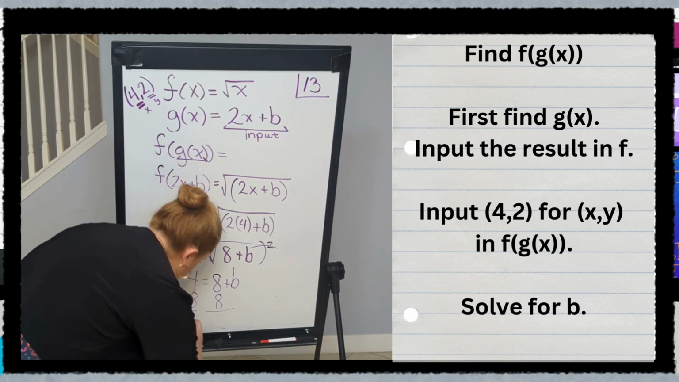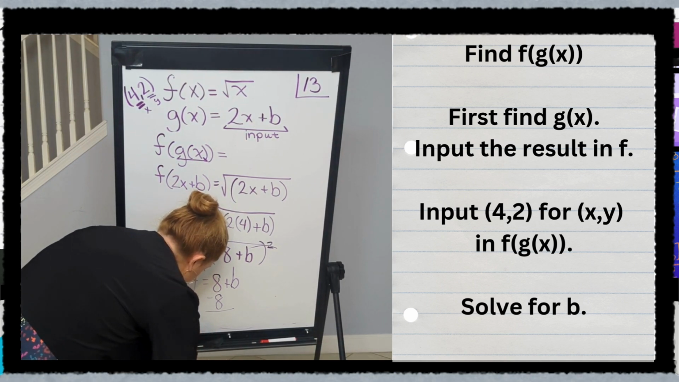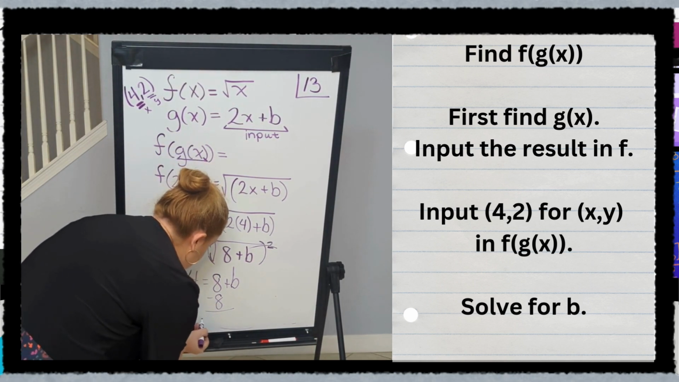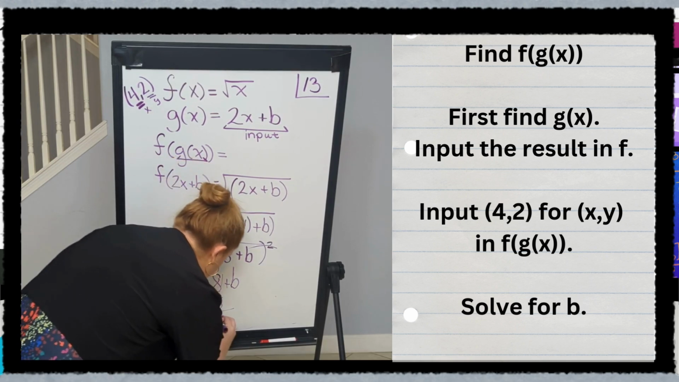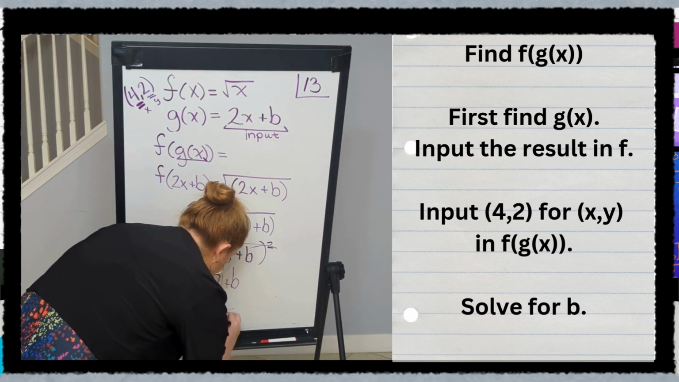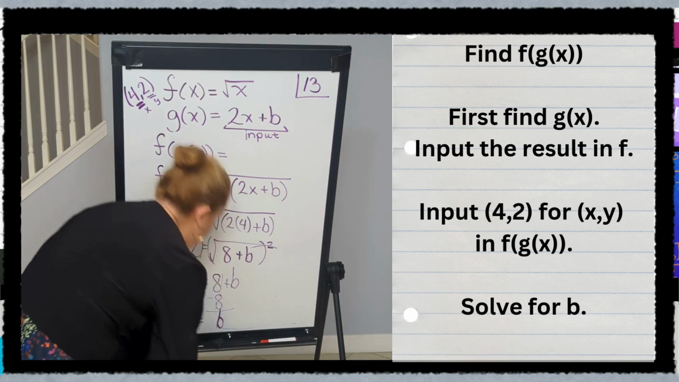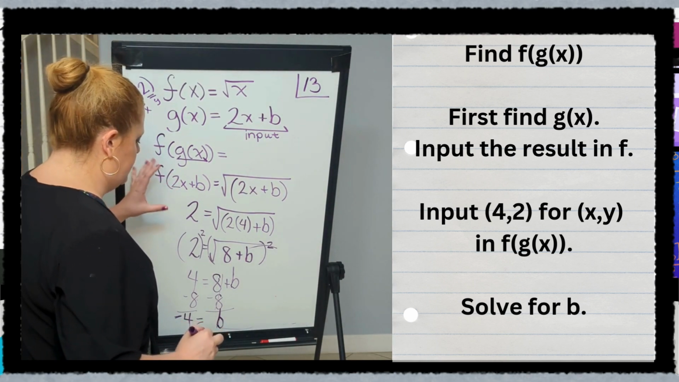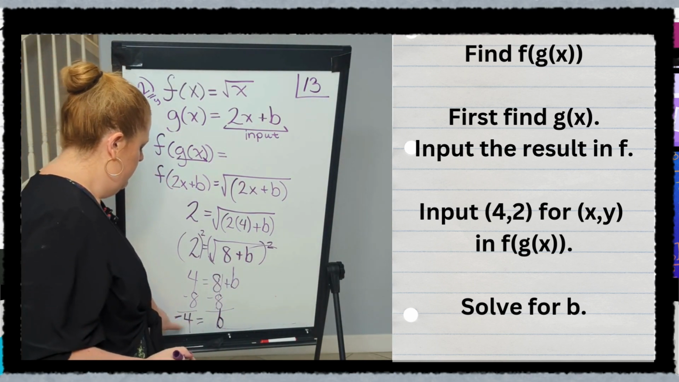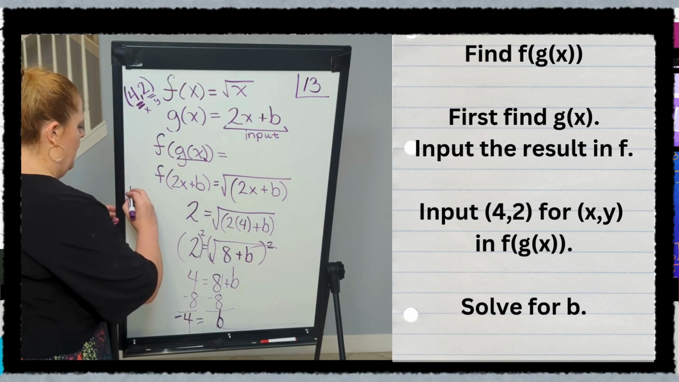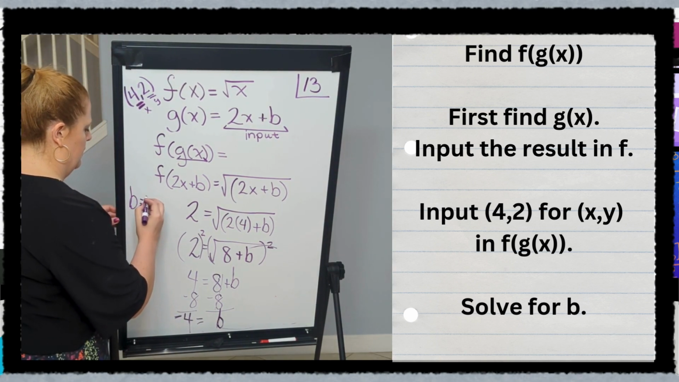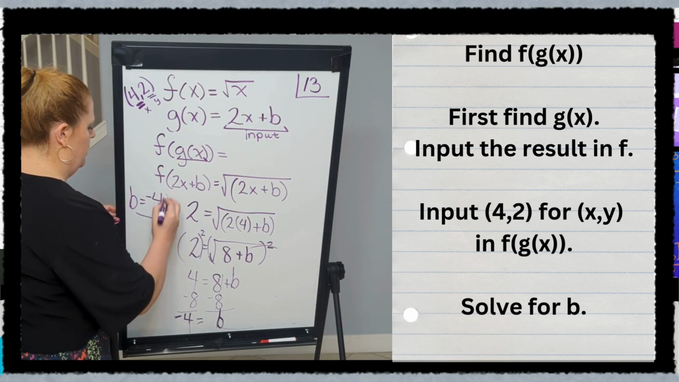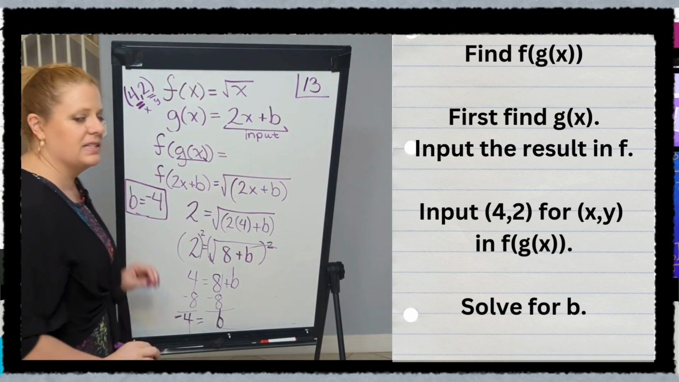I'm getting low here. Equals, those cancel, b. It's hard to write down there, okay? So the question asked, what is b? We got it, just to write it a little higher, b is negative 4.